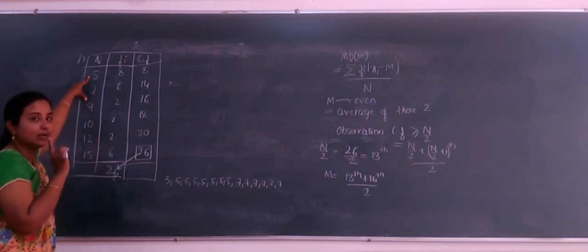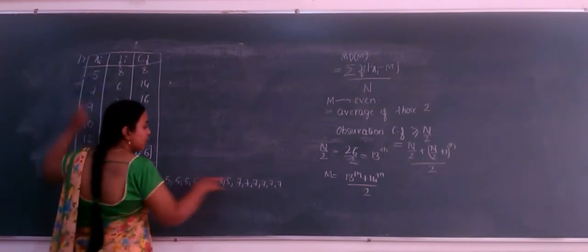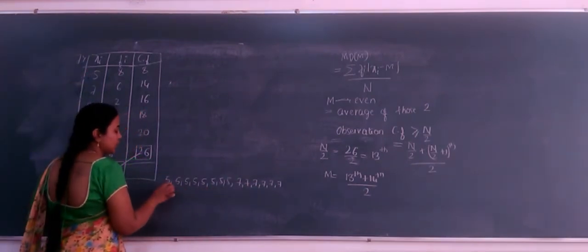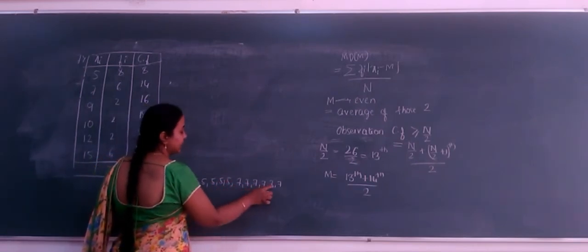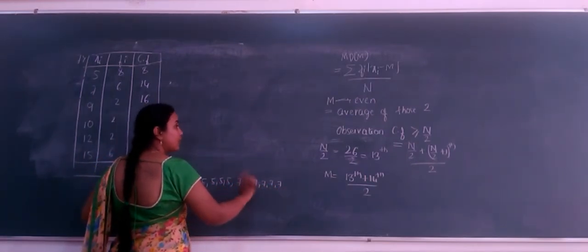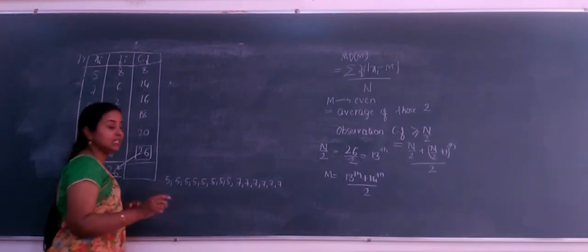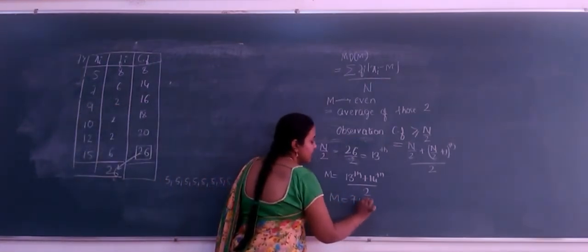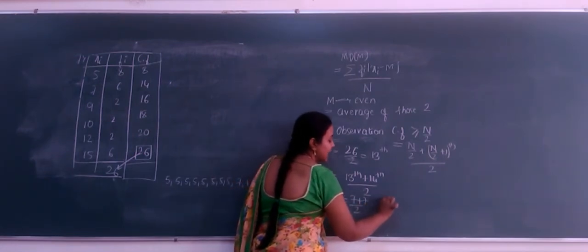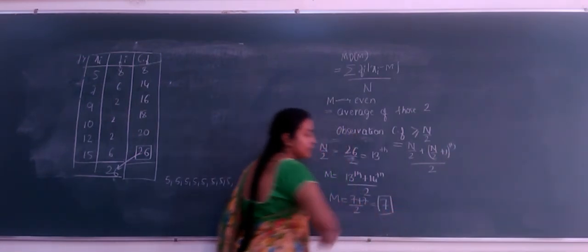Arranged data, right? So now let us count which is the 13th and 14th observation here. 1, 2, 3, 4, 5, 6, 7, 8, 9, 10, 11, 12, 13. Right? 14. So both are 7 and 7 itself. So what will be our median? It is 7 plus 7 by 2, which is again nothing but 7.